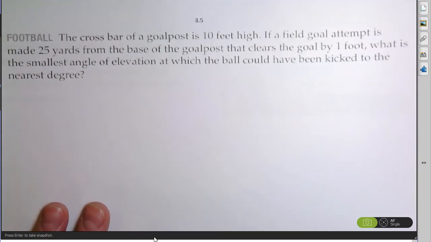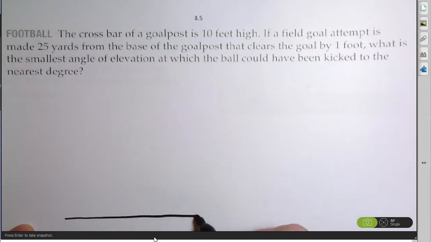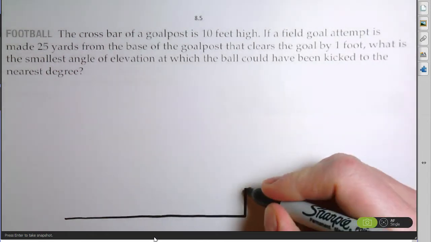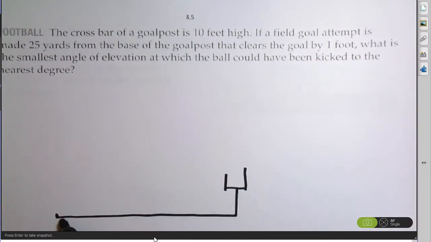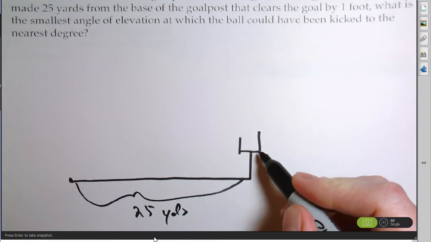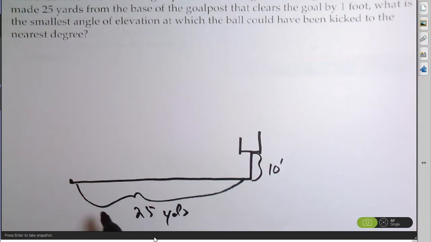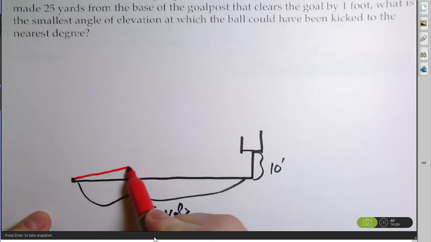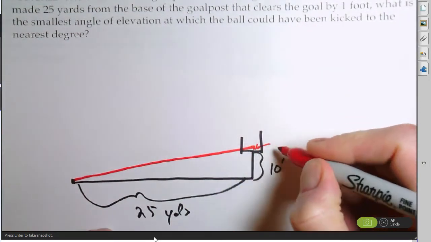So we have a guy kicking a field goal. So here's the ground. Here's the goalpost. And he is, right here, 25 yards away. Okay, that's what we have. It's 25 yards away. Now, the goalpost is 10 feet high. Okay, and when he kicks it, let's make that in red. When he kicks it, it clears the goalpost by 1 foot.